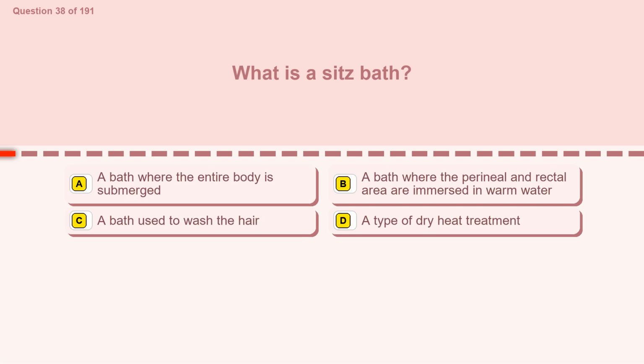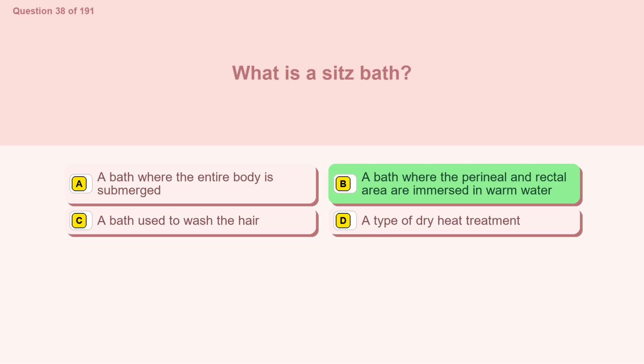Question 38. What is a sitz bath? Option A. A bath where the entire body is submerged. Option B. A bath where the perineal and rectal area are immersed in warm water. Option C. A bath used to wash the hair. Option D. A type of dry heat treatment.